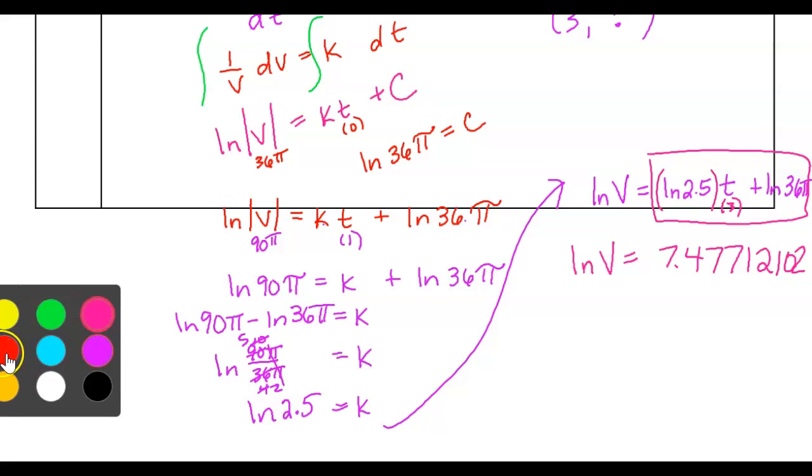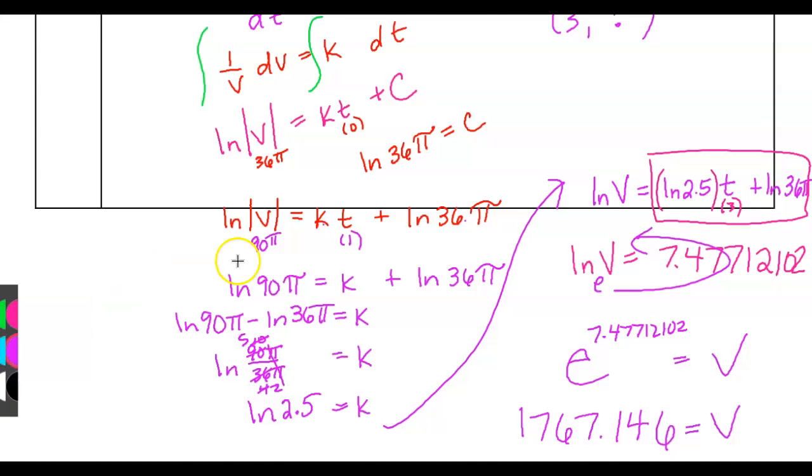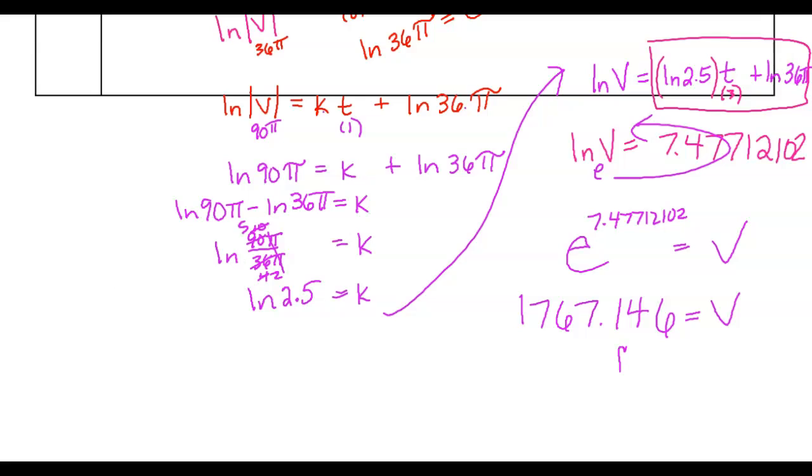And then we need to solve. So we're going to change this into an exponential. So e to that, use as many digits as you can, equals V. So 1767.146. And what was this in? Cubic feet. Okay. All right, that's the idea.